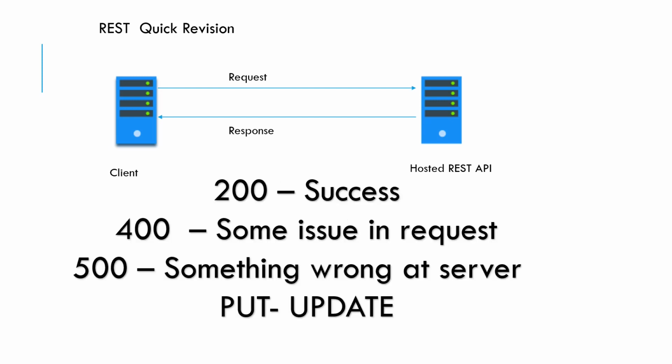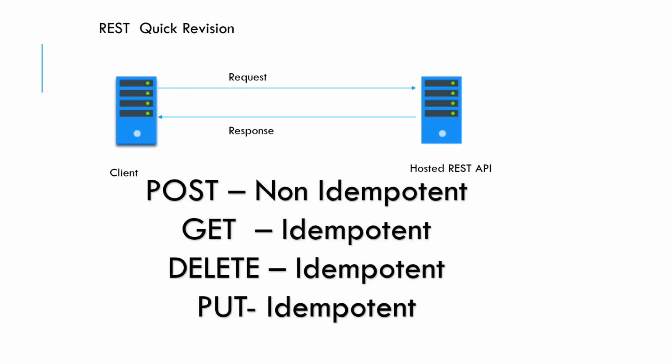Whenever we interact with the REST web services, we get some response code. 200 is success, so it means that there is no issue. But if the code is in the 400 series, it means that there is some issue in the request. The request is either malformed or not as per the contract of the API. And if you get an error code like 500, it means that something happened during the processing of the request, so some issue at the server side.